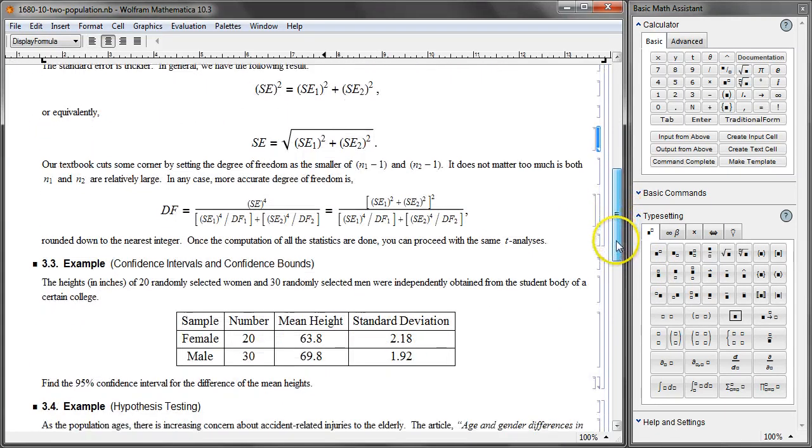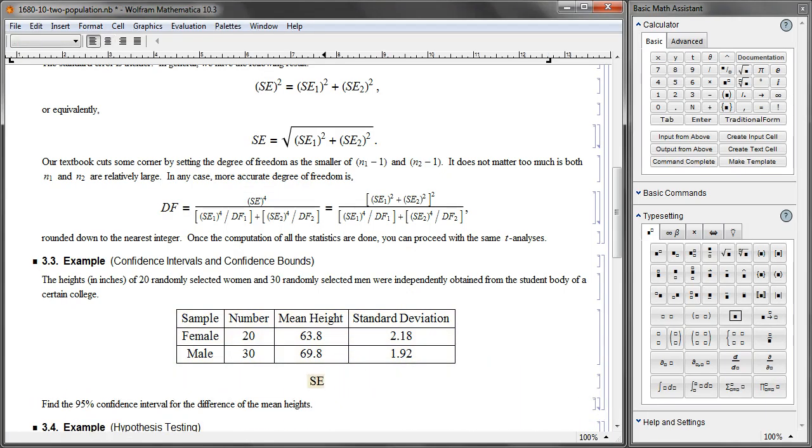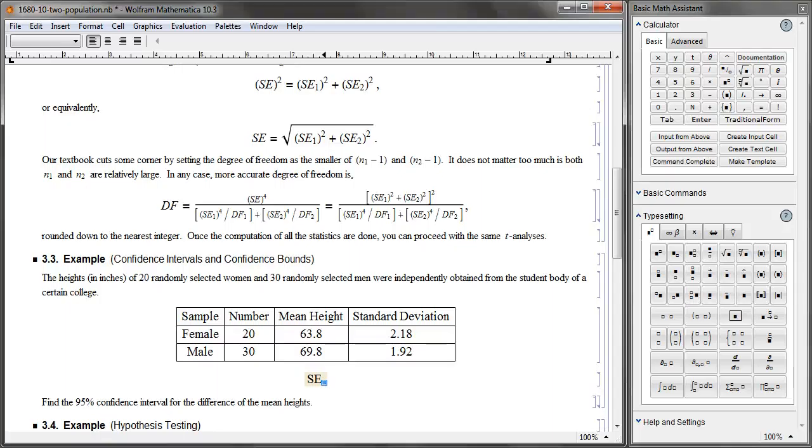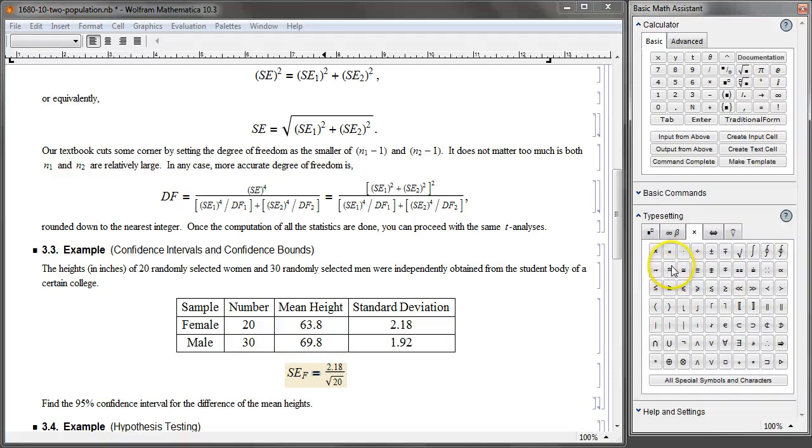Let's do an exercise here. The heights of 20 randomly selected women and 30 randomly selected men were independently obtained, and we have this kind of result. So how do we find out the standard errors? Well, standard error for men, let's do female first, it's on top. 2.18 over square root of 20 is what you're gonna get. By the way, this should be an approximation because everything is approximation here.